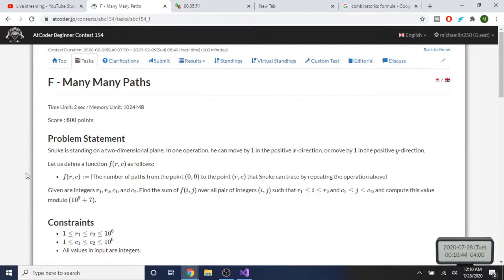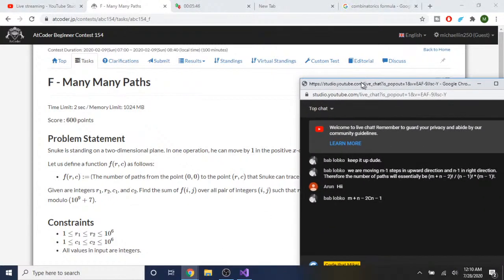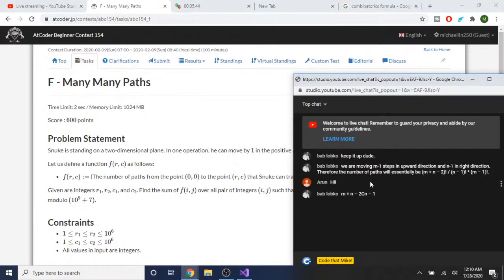So yeah, one of the guys in the chat said it's m plus n minus 2 choose n minus 1. Why minus 2? Because there's m minus 1, so m minus 1 is in the upward direction, and n minus 1 is in the right direction. So you choose m plus n minus 2 choose n minus 1.